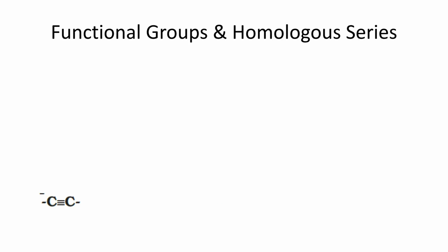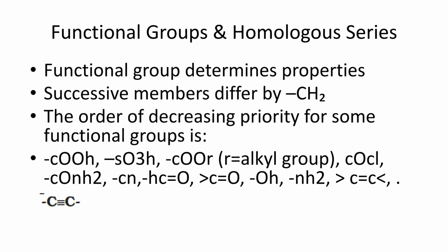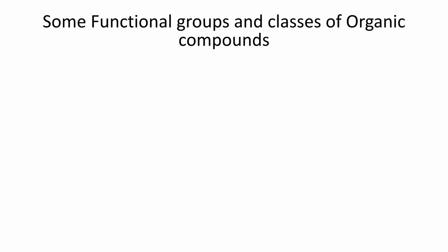Functional groups are specific groups of atoms that determine the chemical properties of a compound. Members of a homologous series differ by a CH2 unit. There is also a set order of priority used for naming these functional groups when multiple are present in a single molecule. This table lists various classes of organic compounds alongside their functional group structures, their prefixes and suffixes for IUPAC naming, and representative examples, serving as a quick reference for identifying and naming organic molecules.